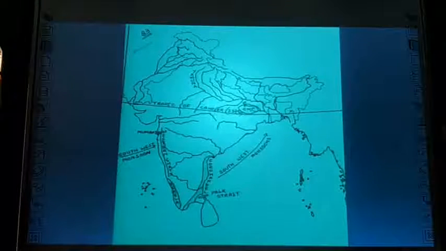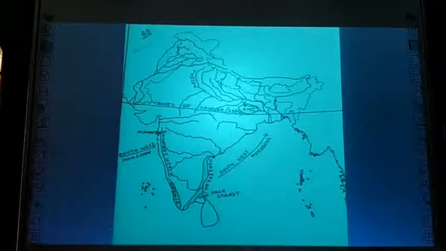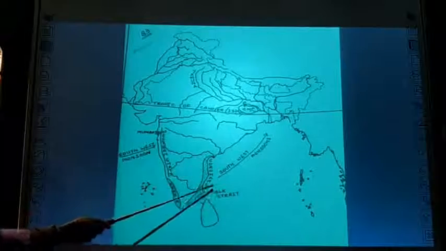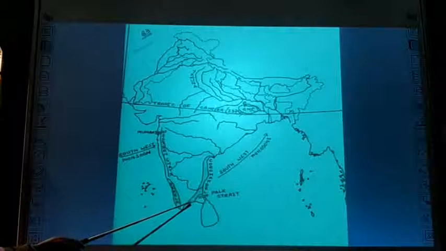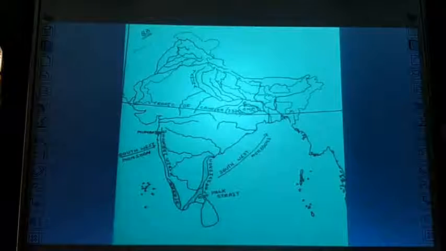Next, mark and name the narrow stretch of water that separates India from Sri Lanka. That is Palk Strait. It is a strait in the Bay of Bengal between southeastern India and North Sri Lanka.